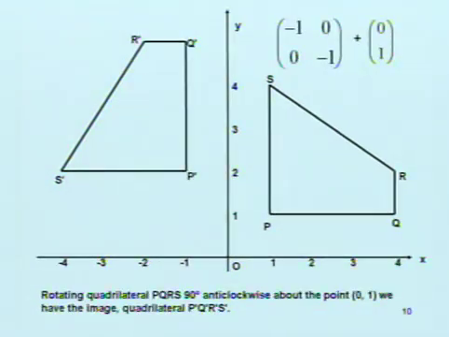If you do some practical work and try it out, you would find that PQRS, when rotated about the origin 90 degrees anti-clockwise, not about the origin, about the point (0, 1), will fit exactly on P dash, Q dash, R dash, and S dash. And you'll remember that if we rotate a quadrilateral, we will get a quadrilateral. The size will remain the same, so the object is congruent to the image.